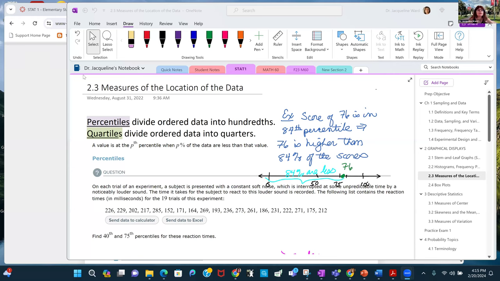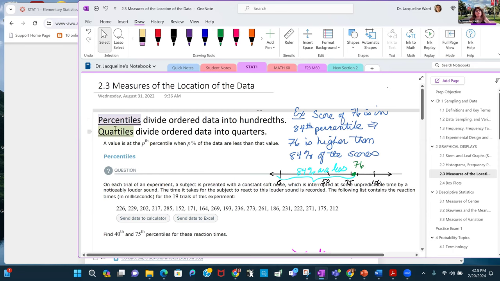All right, so moving on to 2.3, measures of the location of data. So this is where we are going to be looking at percentiles and quartiles. So percentiles divide ordered data into hundredths. So you have a bunch of data, and kind of like we were doing, sending to the calculator and sorting. So if it's ordered from the smallest to the highest, a percentile divides all of that into 100ths. So I have an example here, like a score of 76. If that is the 84th percentile, then that means there are 84% of the students or scores that are less than 76.